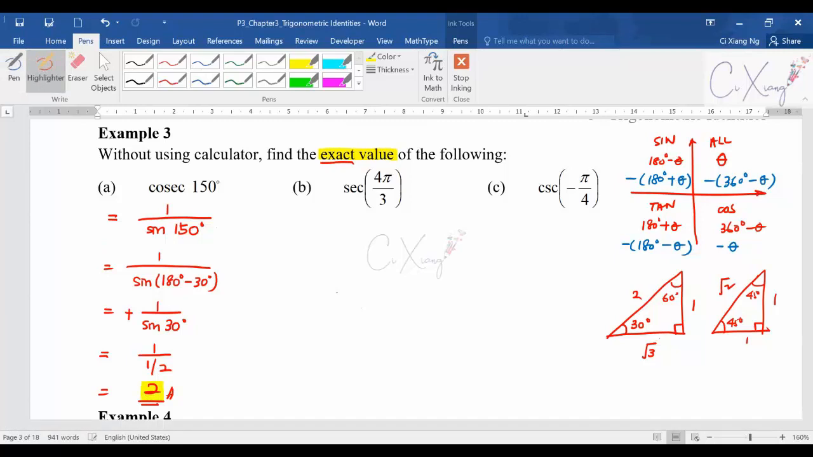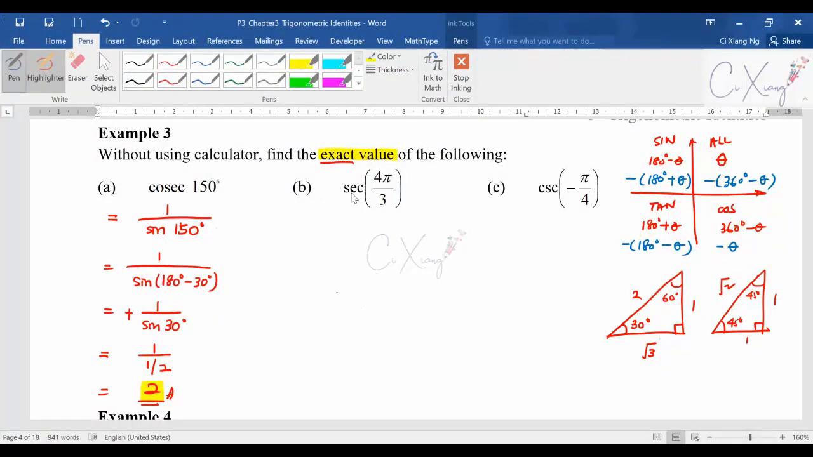So when we discuss this question, it looks very easy, right? But when you try on your own, if you are not familiar with the graph and method, you will find that it's quite complicated. So you have to practice a lot if you really want to use this method to find out the value.